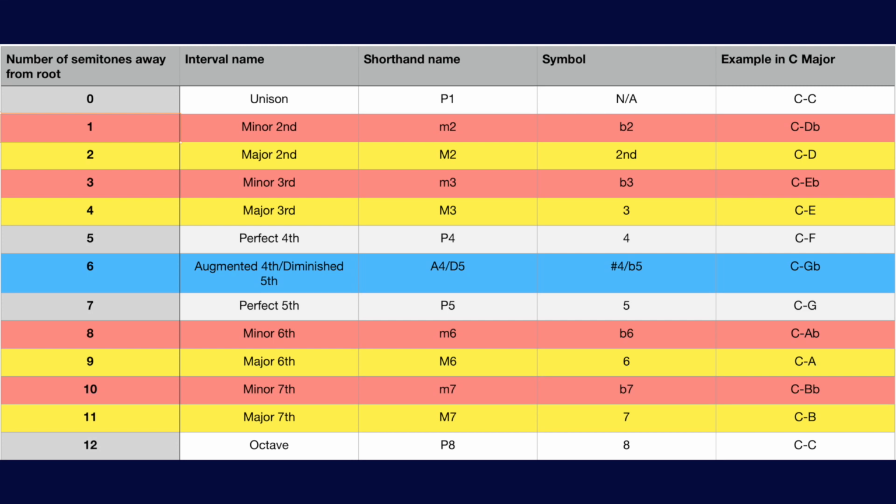And this helps you see a little pattern that develops where the minor interval comes before the major equivalent. Like you got minor second, then you got the major second in yellow. Minor third, then in yellow you've got the major third. Same with minor six, then major six, minor seven, then major seven.